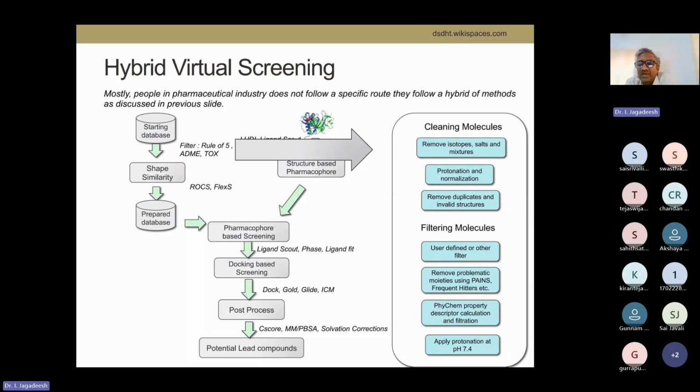So we consider only frequent hitters, that is, having good ability. Then physicochemical property descriptor calculation, and we will get the similarities. Based on the similarity only we will pick up, and the remaining ones we will filter out. Ultimately, at the end we are going to opt for protonation at 7.4 pH, because our drug molecule is going to work in our body at pH 7.4.